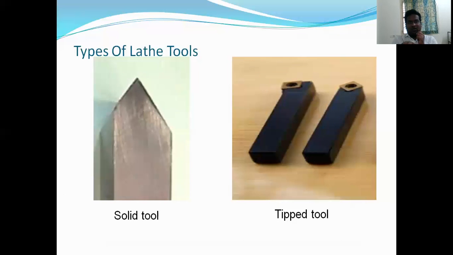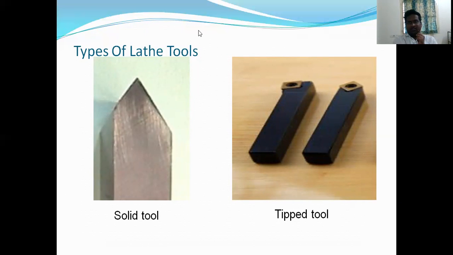So here also, one of the classifications is according to the manufacturing process. Based on that process, we have different types of tools. One is the solid tool and the second one is the tipped tool. The solid tool has its entire body made with a single material itself. And the tipped tools are made with different materials. The body is made with one material.